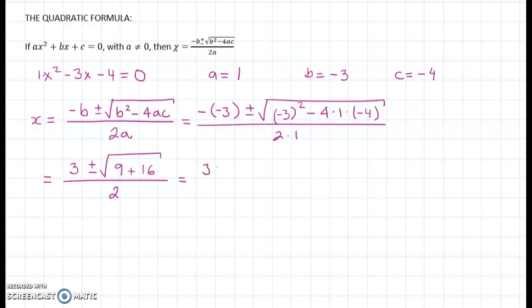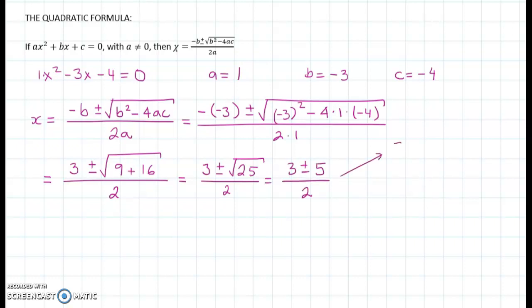Next step, 3 plus or minus, and then we have 9 plus 16, so that's going to be the square root of 25 divided by 2. So we have, let's write one more step, we can do that. 3 plus or minus 5 divided by 2.